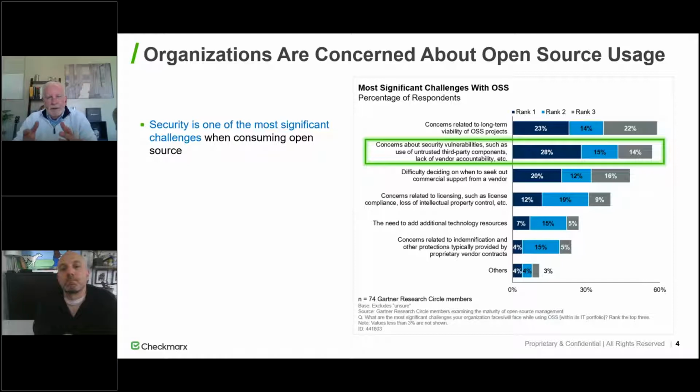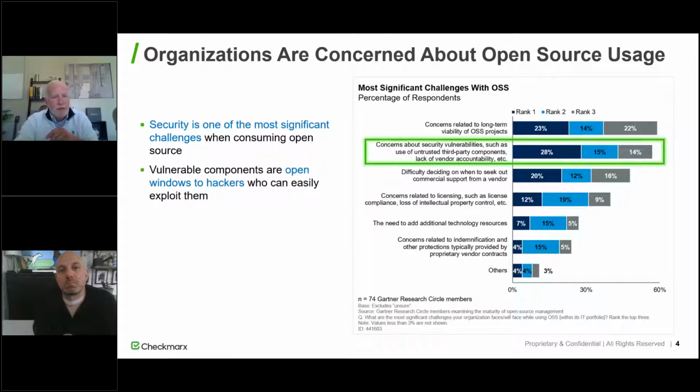So, we hear it all the time, right? Just like Dave mentioned, 90% of the organizations they've surveyed are admitting that open source is finding its way into their code base. And security is one of the most significant challenges when consuming open source. That's obviously at the top of everyone's list. The vulnerable components are open windows to hackers who can easily exploit them. Why? Because they're open source, they're available, right? And many times, hackers can go in and find vulnerabilities in various packages or various projects out there and definitely find ways of exploiting them.